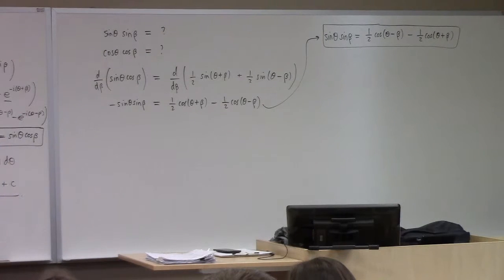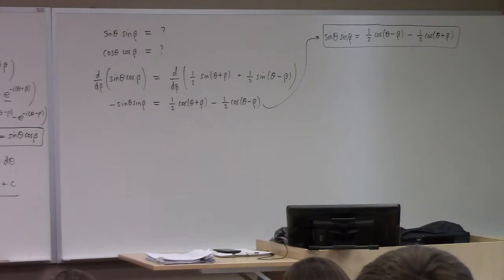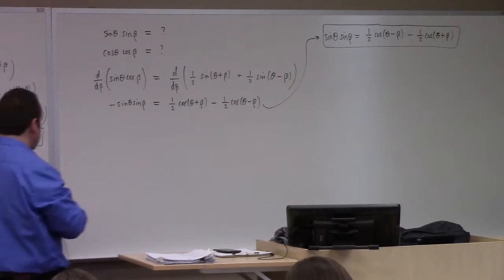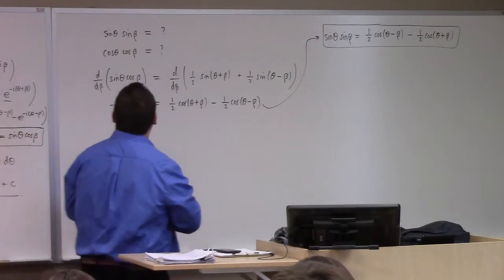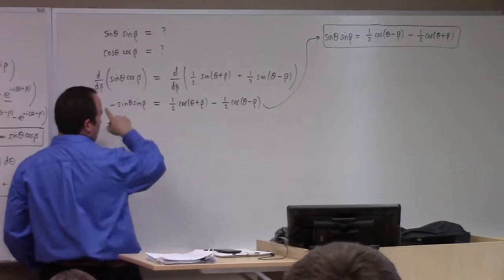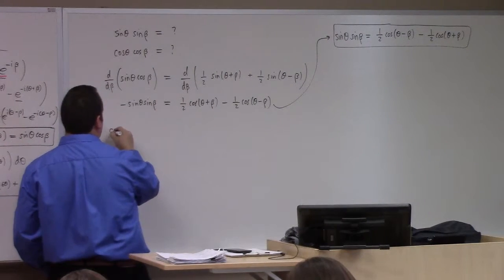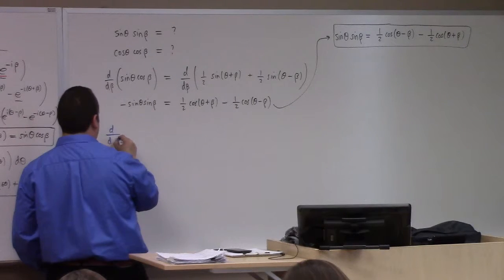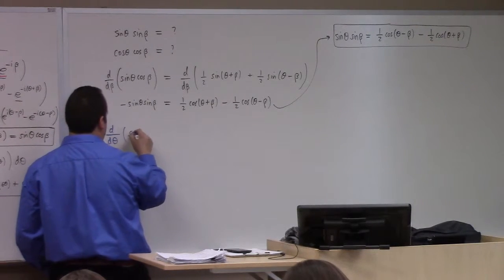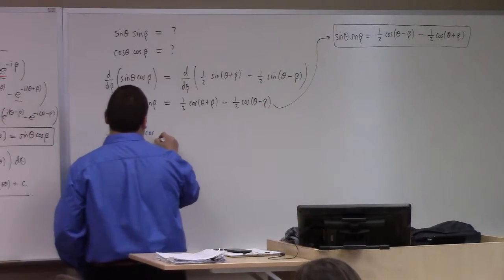So how do you guys think we can get the other identity, which we're still missing? You got options, right? You could go back to the imaginary exponentials, multiply it out and group terms like we did in the start, or we could do what? I think we could differentiate with respect to what? How about θ, right? The derivative with respect to θ of sin θ cos β.